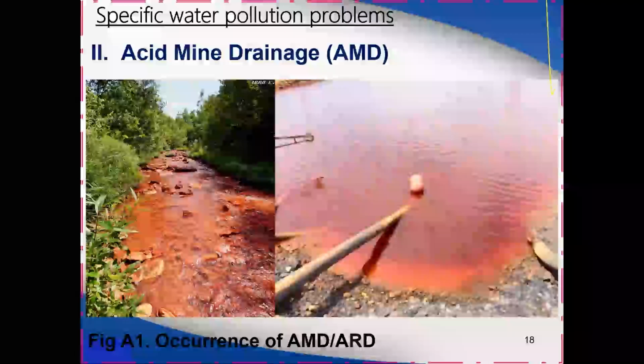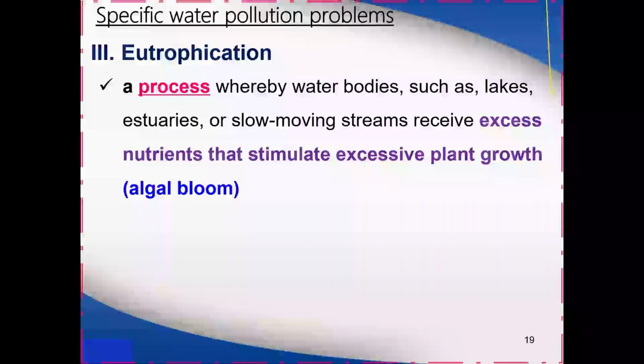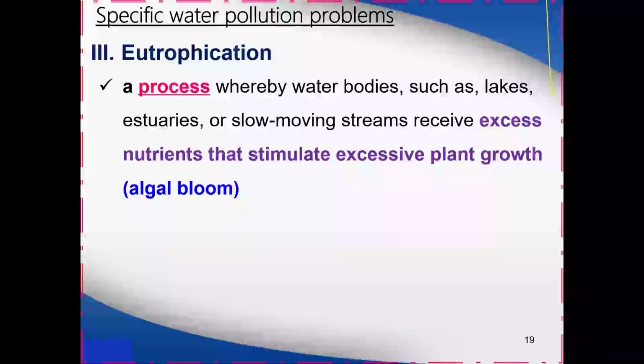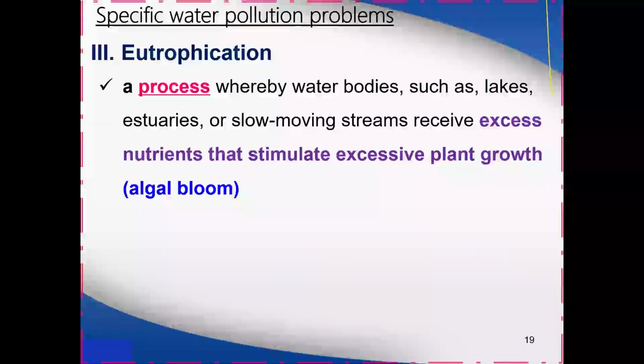Now we talk about eutrophication, a process whereby water bodies such as lakes, estuaries, or slow-moving streams receive excess nutrients that stimulate excessive plant growth. We call it algal bloom. That is excessive plant growth. It is not only excessive plant growth, but when it's excessive plant growth, algal bloom, there are situations where you will see the fishes even dying.